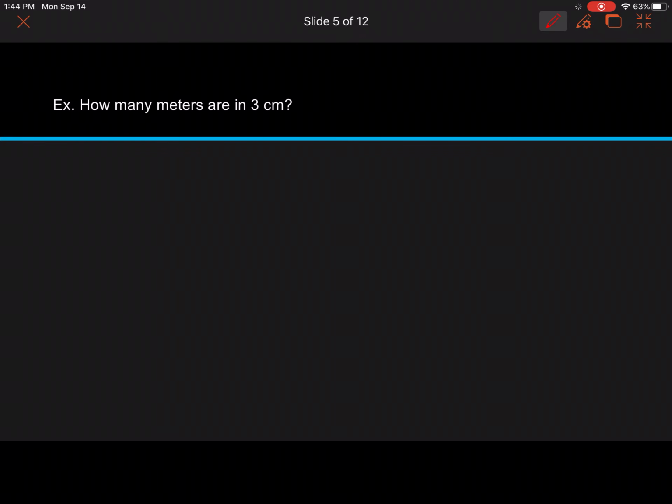Now we're going to stick with just the metric system, because I want you to get used to learning the prefixes as well. You would have been given a sheet in class called the metric prefixes, so we're going to use these. How many meters are in 3 centimeters? You know how to do this question. The answer is going to be 0.03, but we're going to use dimensional analysis to solve it.